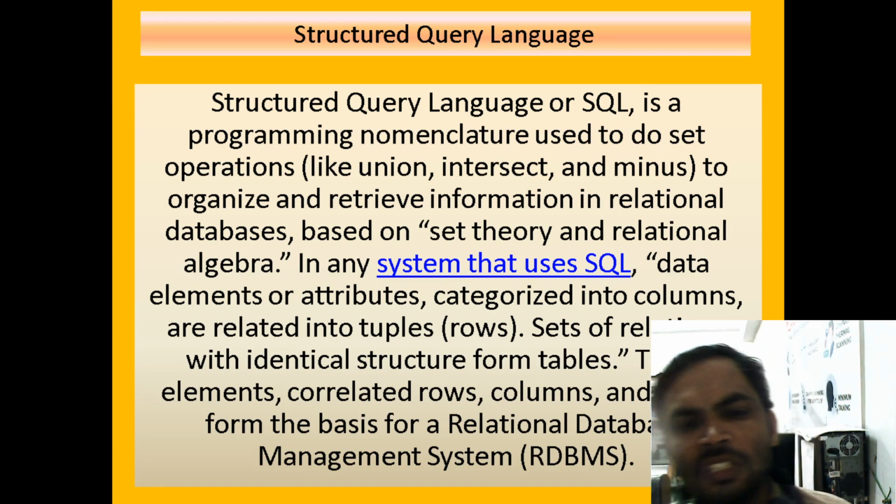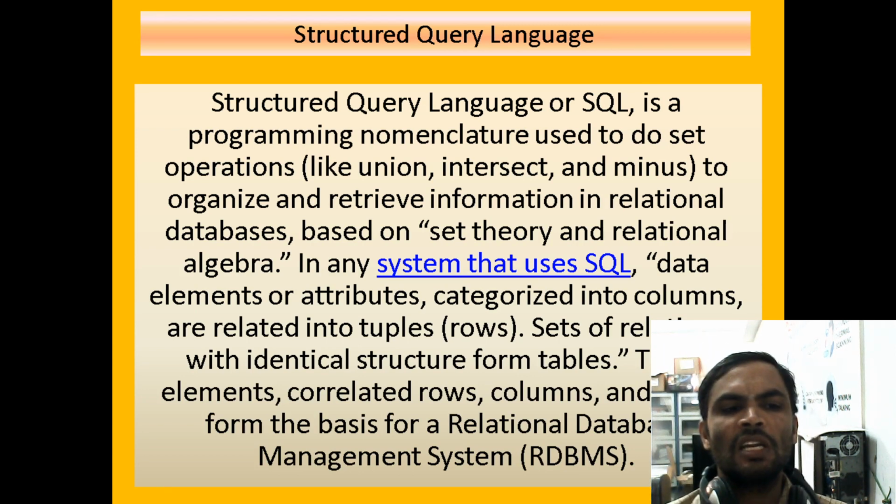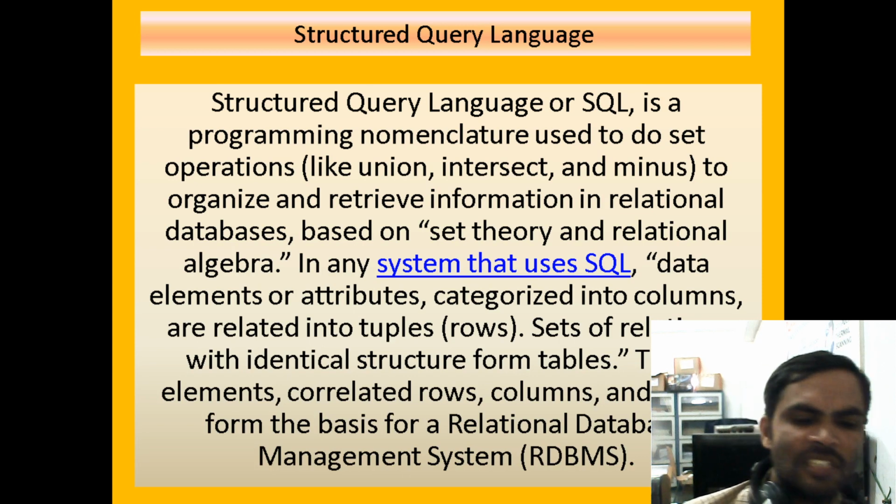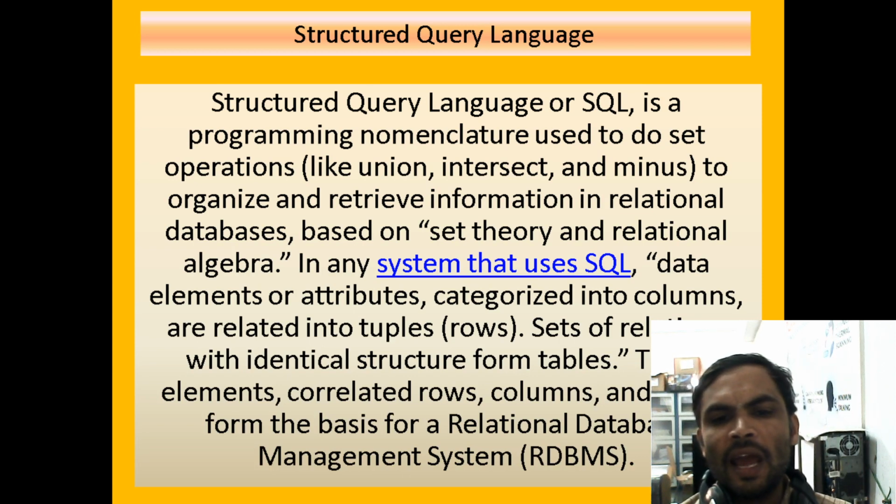Now, in a system that uses SQL, the data elements we call attributes. Again, they are categorized as columns. They are related to tuples and rows. The set of relations is identically structured as a table. These elements are attributes or correlated rows or columns of the table from basic relational algebra. Actually, SQL queries are used under the RDBMS, Relational Database Management System.